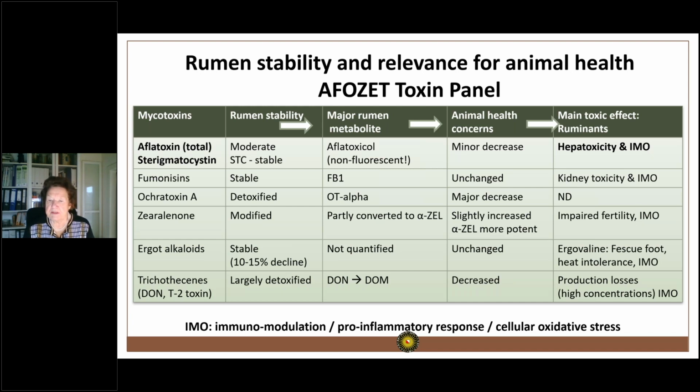So rumen metabolism changes it into a more toxic metabolite, and the impairment of fertility is, of course, the major endpoint we are interested in for the dairy industry.